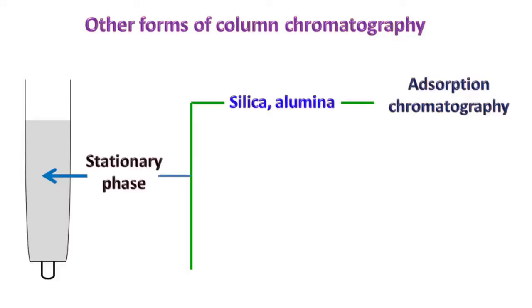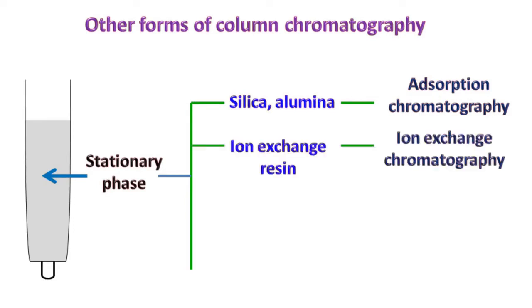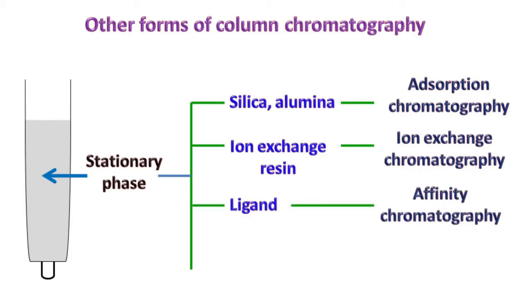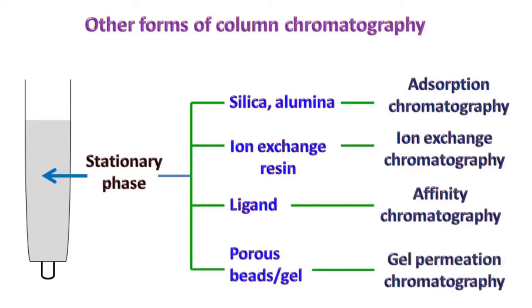Now, depending on the type of stationary phase used, there can be several types of column chromatography. If the stationary phase is an adsorbent material like alumina or silica, then it is known as adsorption chromatography. If the stationary phase is an ion exchange resin, then it is known as ion exchange chromatography. If the stationary phase is attached with a ligand that binds a specific molecule such as a protein or enzyme, then it is known as affinity chromatography. And if the stationary phase is a porous gel or bead, then it is known as gel permeation chromatography.